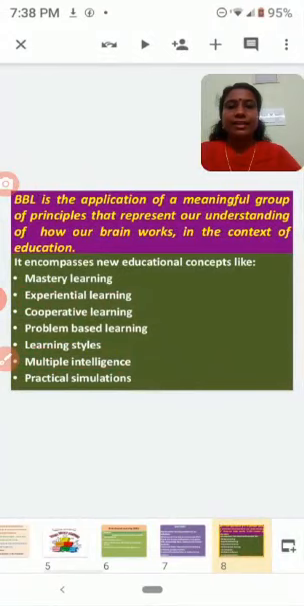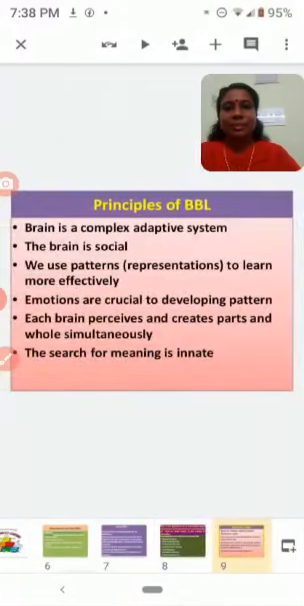Brain-based learning is the application of a meaningful group of principles that represent our understanding of how our brain works in the context of education. It encompasses new educational concepts like mastery learning, experiential learning, cooperative learning, problem-based learning, learning styles, multiple intelligence, and practical simulations. Principles of brain-based learning.